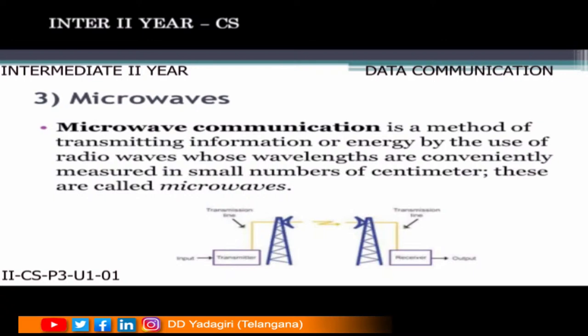Third is microwaves. Microwave communication is a method of transmitting information or energy by the use of radio waves whose wavelengths are conveniently measured in small numbers of centimeters. These are called microwaves.